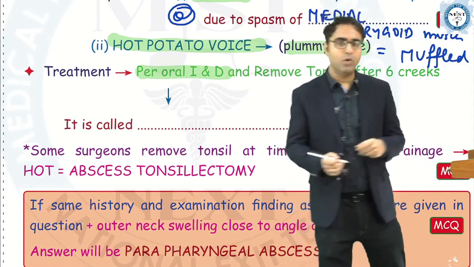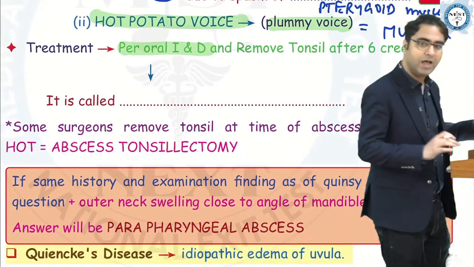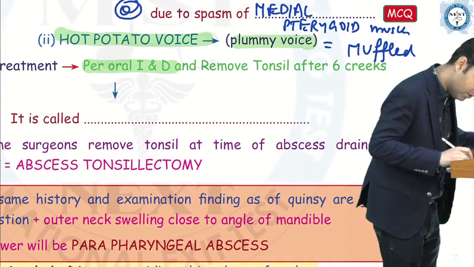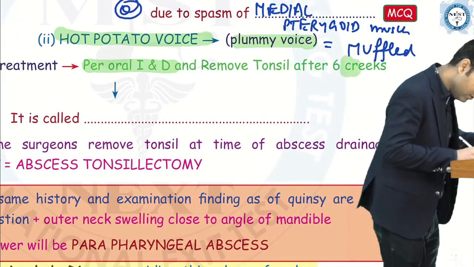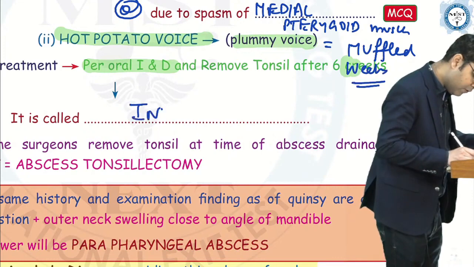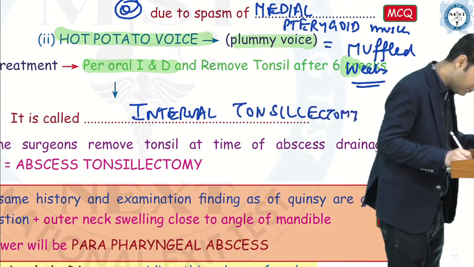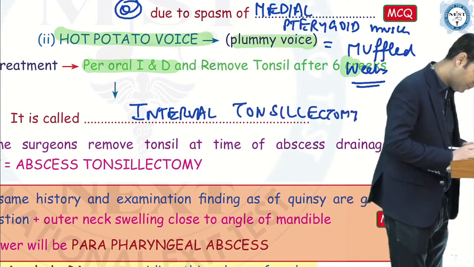Okay? Peritonsillar abscess: drain it and remove the tonsil after 6 weeks. Beta, corrected, it is 6 weeks. This is called interval tonsillectomy, because you are doing it after a 6 week interval. It's called interval tonsillectomy.